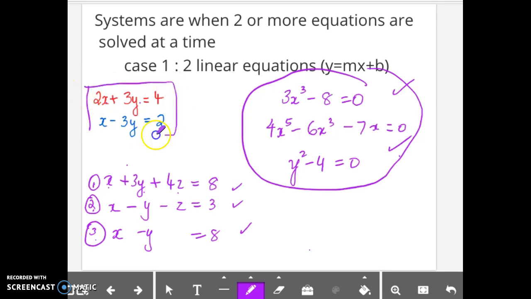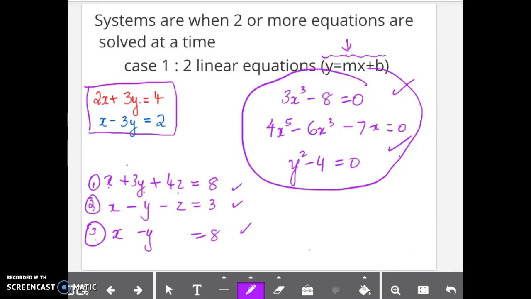So I'm just going to quickly show you what the solution of this system right here is going to look like in the box. Okay, so we know that these are both linear equations. So when I graph the first equation, 2x plus 3y equals 4, I'm supposed to get a line. When I graph x minus 3y equals 2, also I'm supposed to get a line. Because they're both linear equations of the form y equals mx plus b. They can both be rearranged, y can be solved for, and both equations can be written like that.